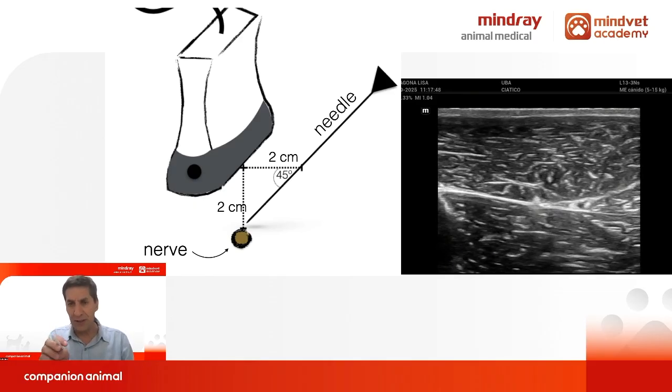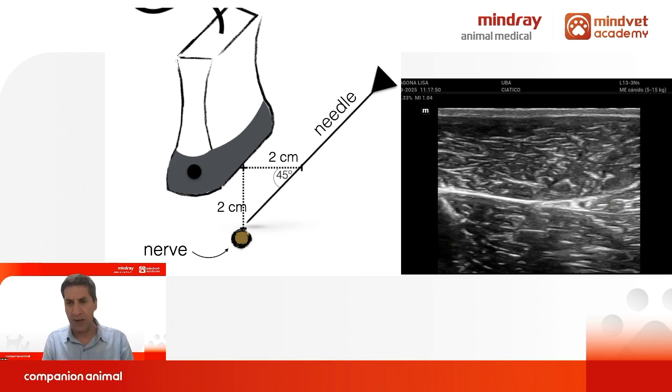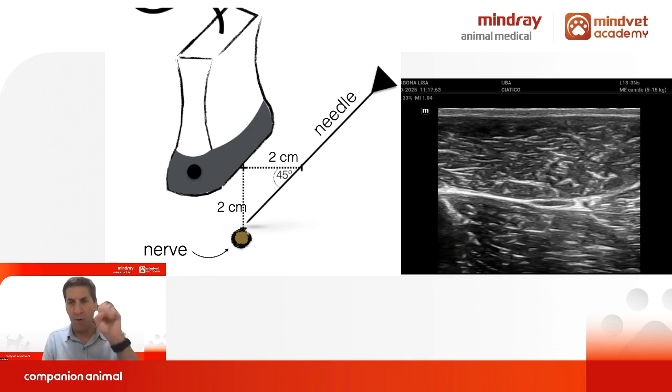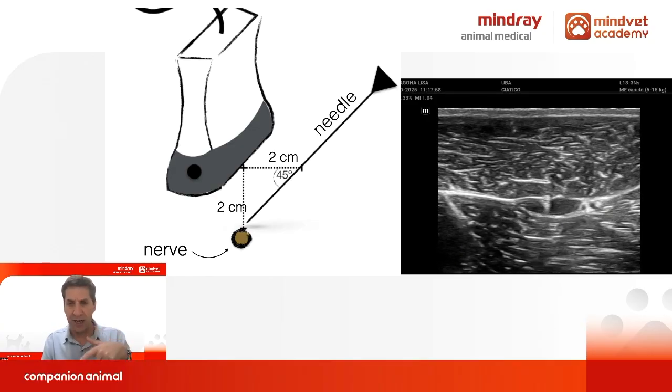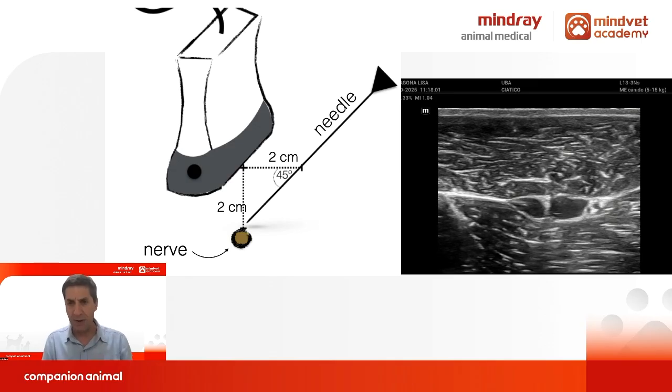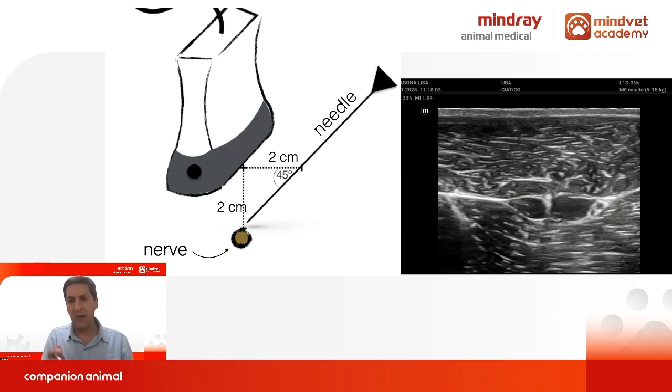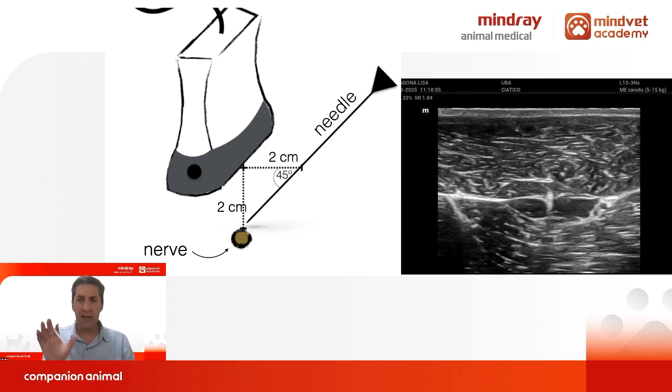As soon as we reach the intermuscular space, the movement of the muscle fibers disappears because we are not anymore inside the belly of the muscle, and we can see the tip of the needle in the intermuscular space. And here we can see, for instance, an application of this dual guidance, ultrasound and nerve stimulator, to help to find the interfascial plane.